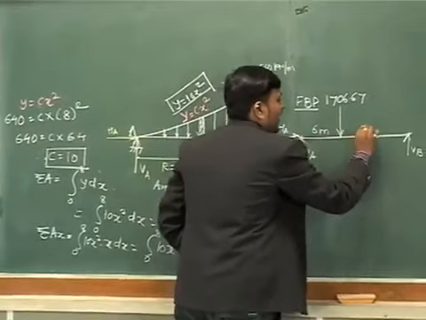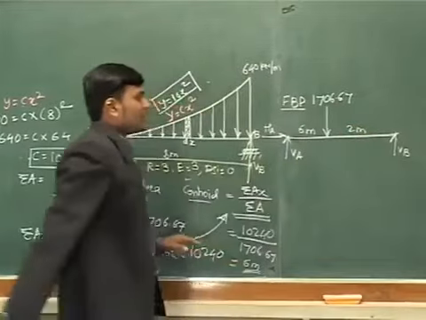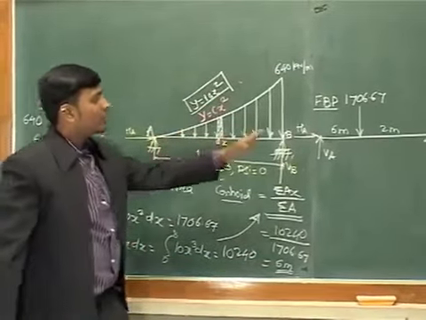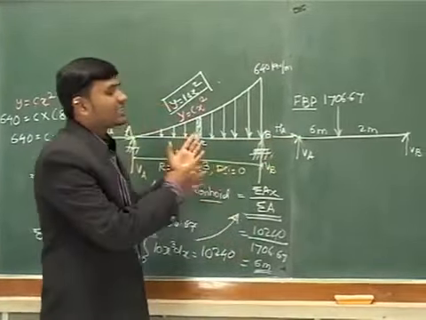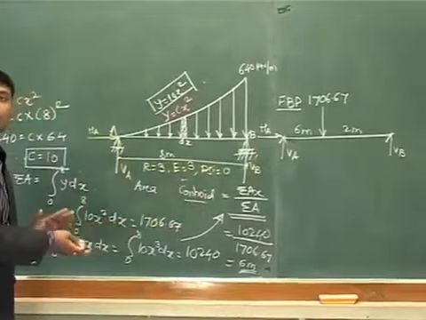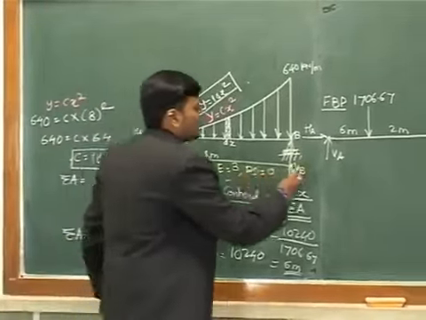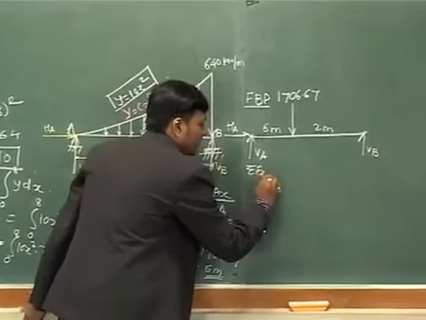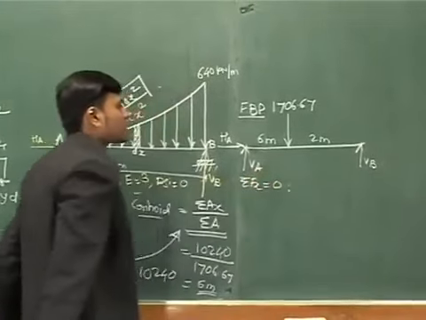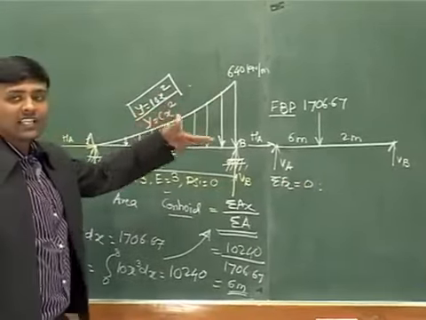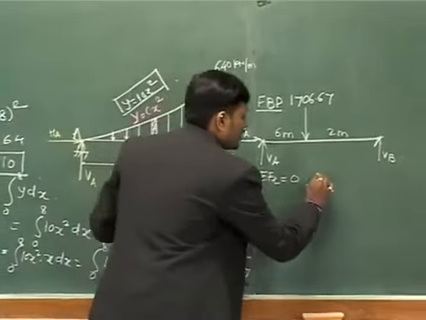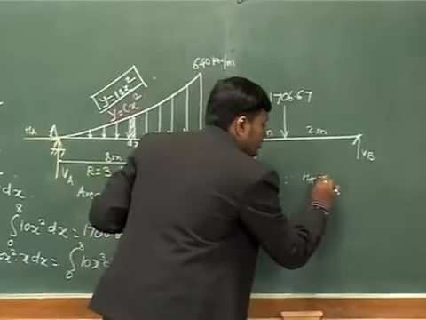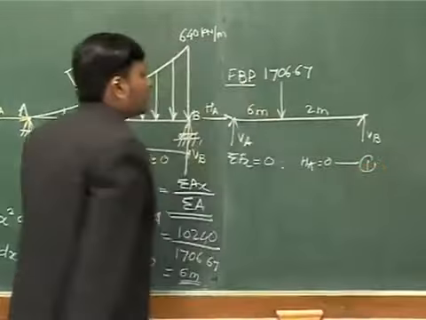So this is 6 meter and this is 2 meter. It is not to dimension. So it will be 6 meter and 2 meter, and this is now converted into the point load. Now we have to apply the usual equation, summation Fx is equal to 0, the first equation. So all the forces acting in x direction equal to 0. Therefore your HA is equal to 0. This will be your first equation.